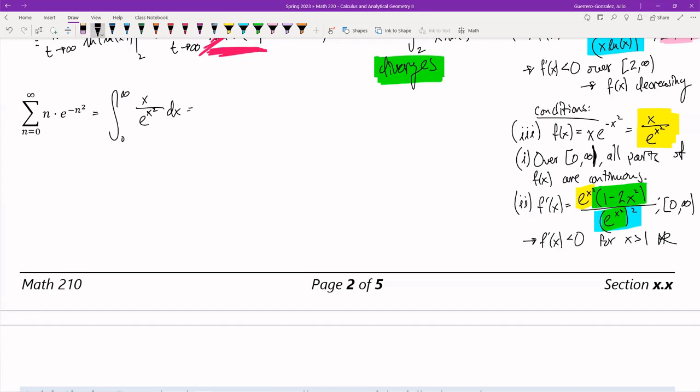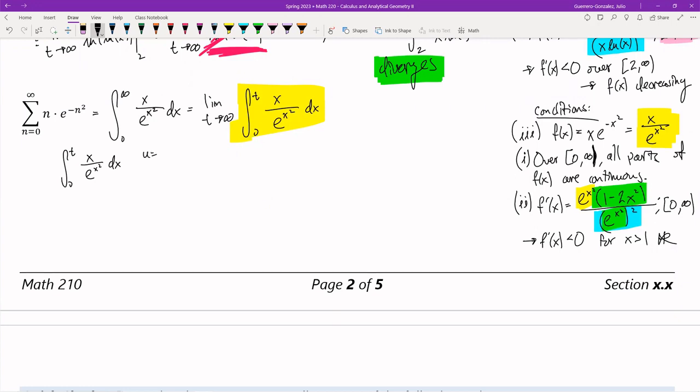Hopefully you see that it's going to be an improper integral. So limit as t goes to infinity of the integral from 0 to t of x over e to the x squared dx. I need to take this integral right here, so I'm going to separate that out. Integral from 0 to t, x divided by e to the x squared dx. Hopefully you see for this one, this is a u substitution.